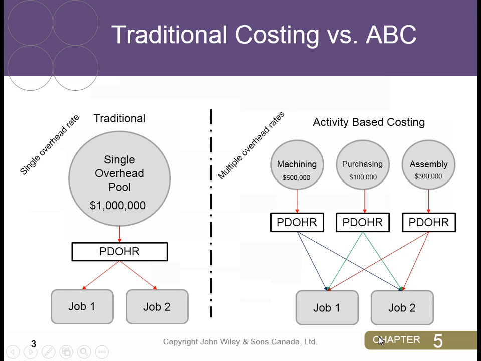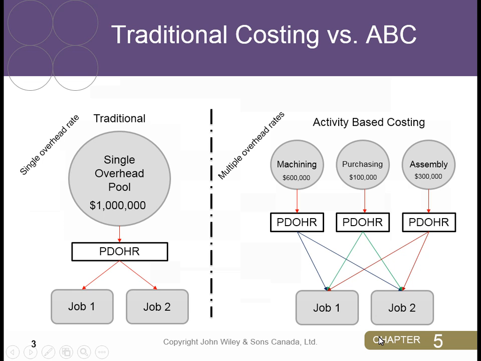Then what I'm going to do is take a look at my purchasing activity. And a lot of times purchasing is based on, let's say, the number of purchase orders issued. So I'm going to take my $100,000 estimated overhead for purchasing. I'm going to divide it at the beginning of the year by the estimated number of purchase orders that I plan to issue. And that's going to give me a predetermined overhead rate per purchase order. So the second overhead I'm going to apply to job 1 is based on the number of purchase orders issued. So if I issue 50 purchase orders for that job, I'm going to take 50 and multiply it by this predetermined overhead rate.